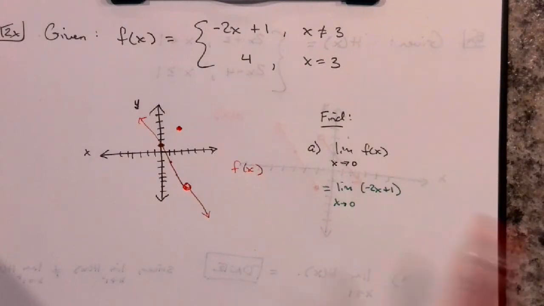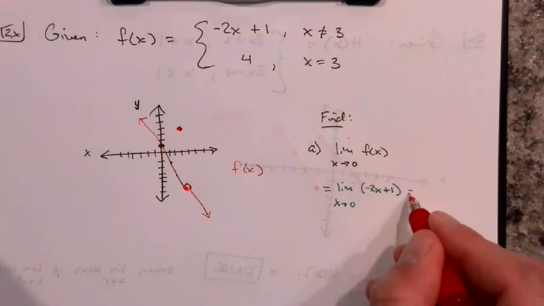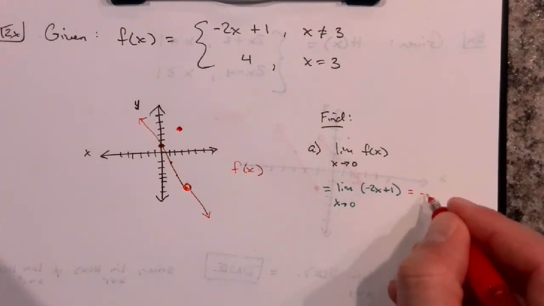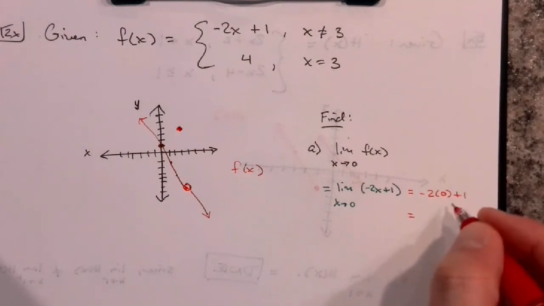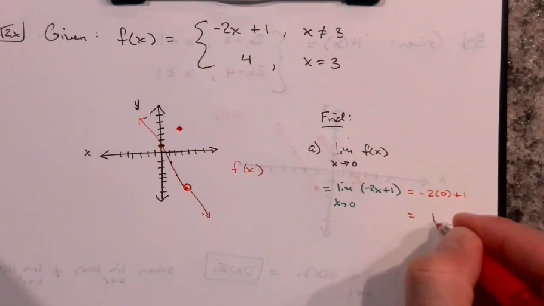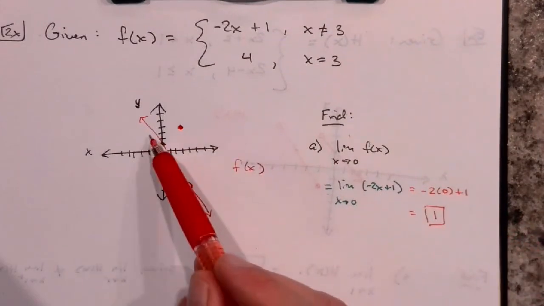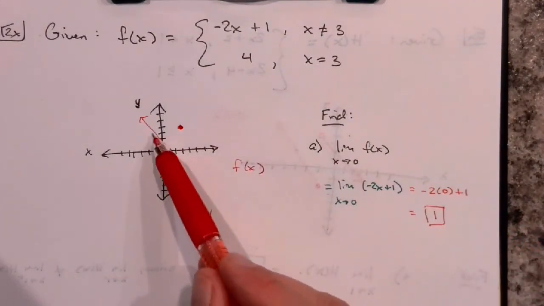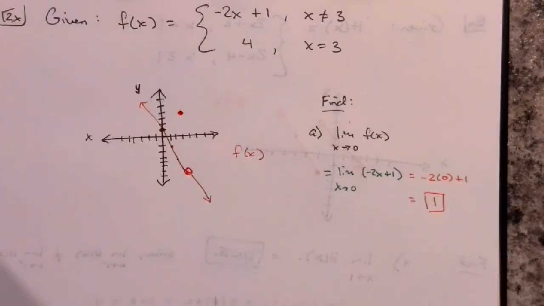And because we know it's continuous there, right, there's no break, jump, or hole there, I can sub 0 in right away for x. So negative 2 times 0 plus 1. Negative 2 times 0 is just 0, plus 1, so this equals just 1. And you can see that from the graph, right? Approaching from the left side, the y value is going towards 1. Approaching 0 from the right side, the y value is going towards 1. So it equals 1.